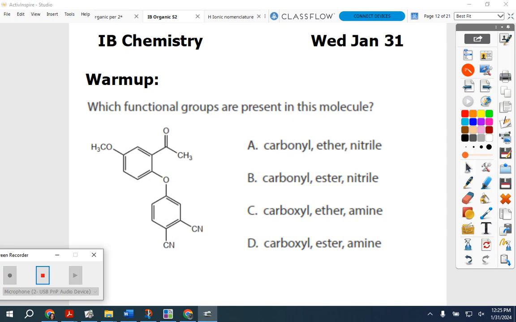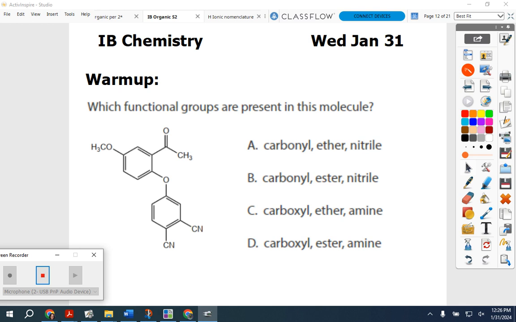So looking at this structure, the question is which functional groups are present in this molecule? Now, I will tell you that there are some question bank questions like this that don't necessarily include all of the functional groups that are present as answer choices. So this one does, but just keep that in mind that not every functional group present in a structure might be represented. But given this structure, what do you guys think?